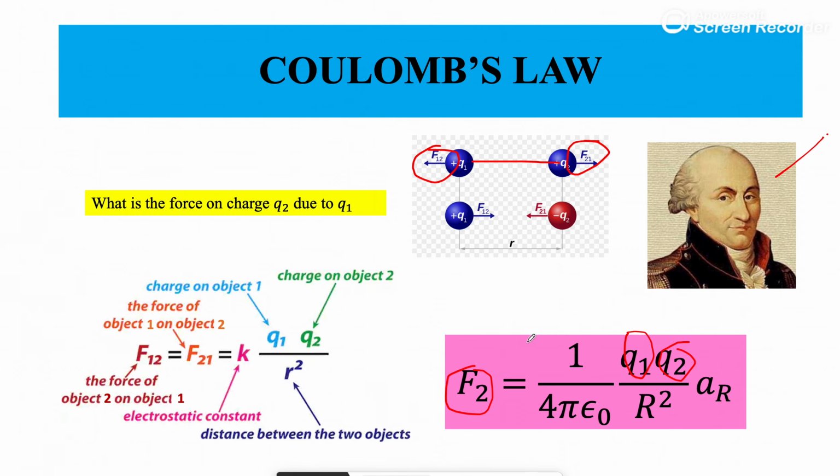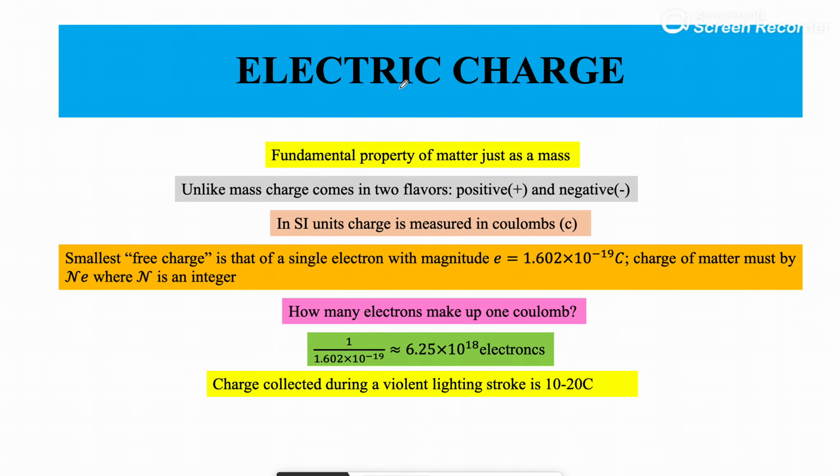The first term on the right hand side upon which force depends is electrical charge. So first we are going to see what electrical charge is. An electrical charge is a fundamental property of matter, just as mass. Now when you talk about mass, it has only one type, whereas charges come in two flavors. It could be positive, it could be negative, and there are only two types of charges that one can have.